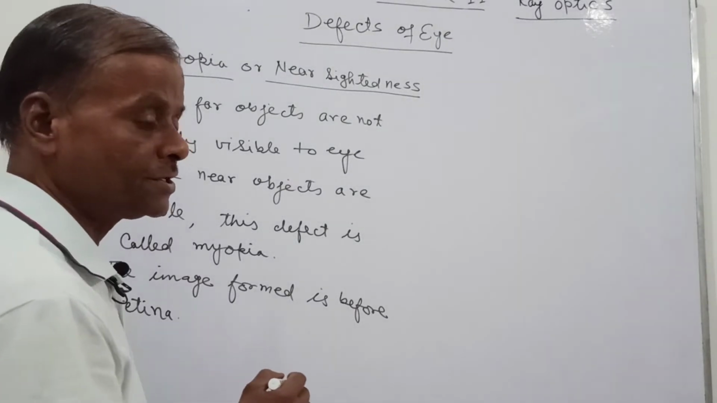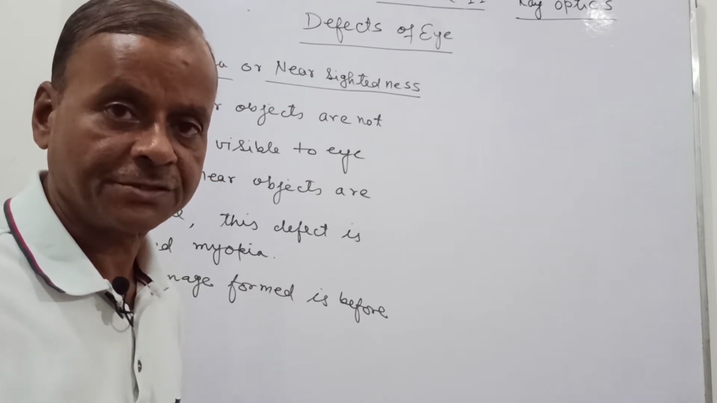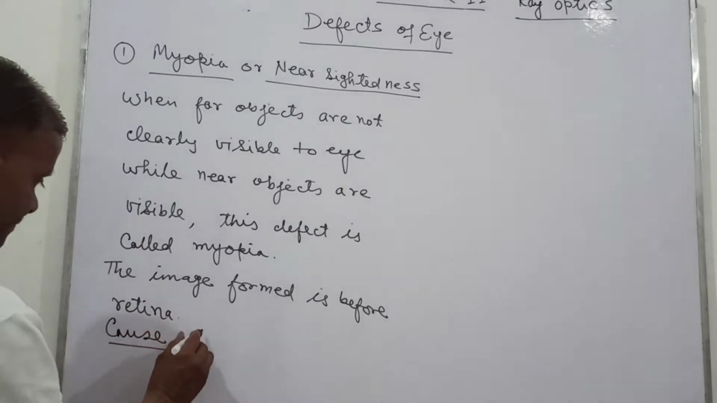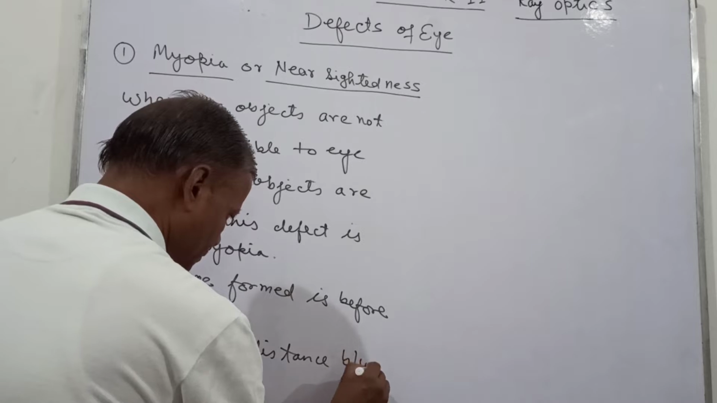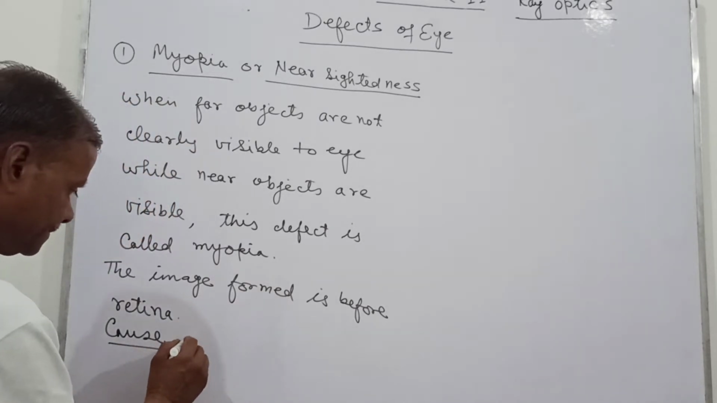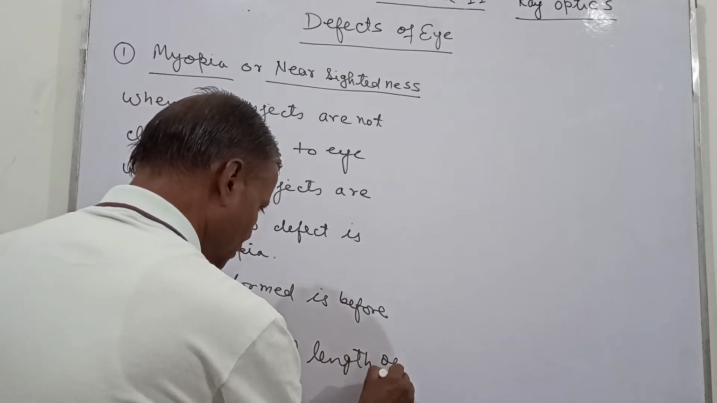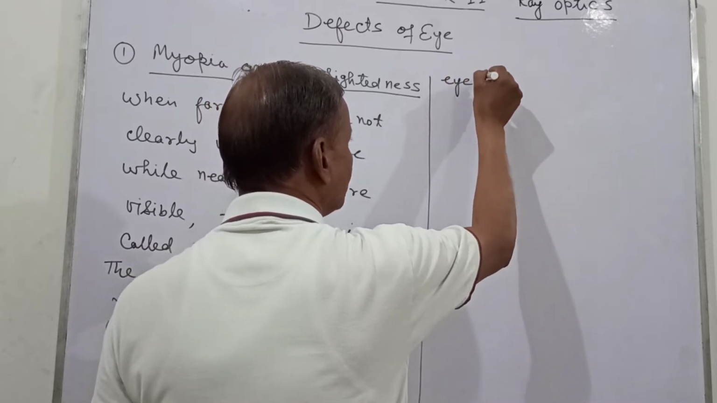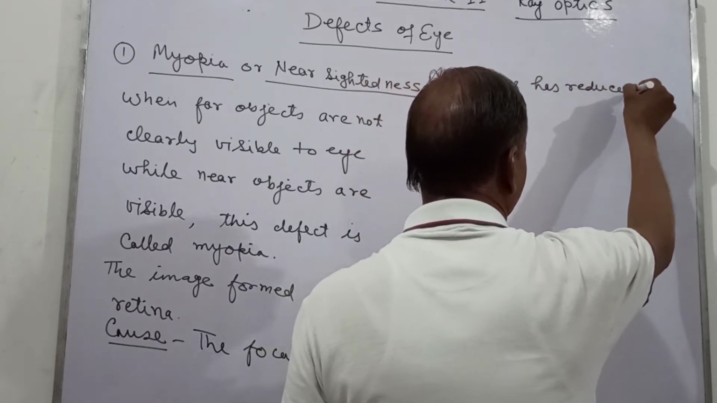Now, what are its causes? Its cause is that the distance between the retina and the eye lens has increased, or we can say that the focal length of the eye lens has decreased.